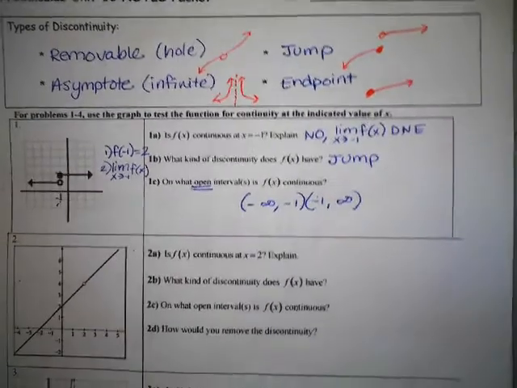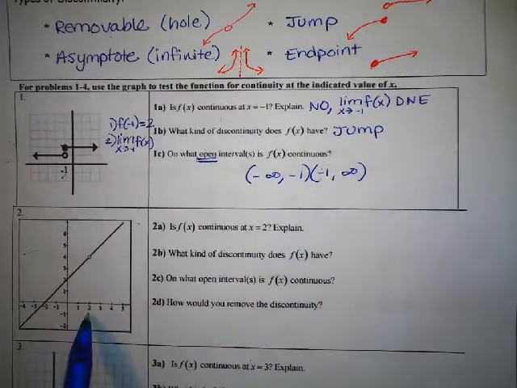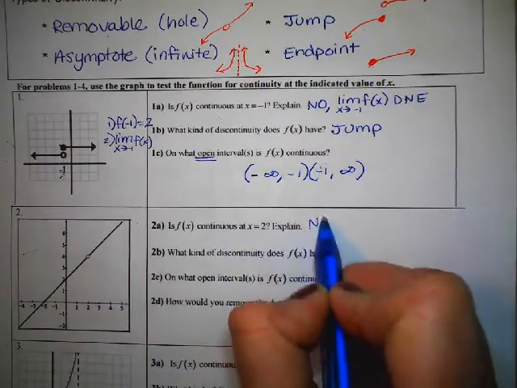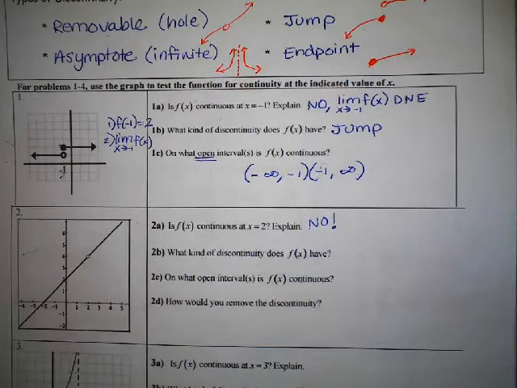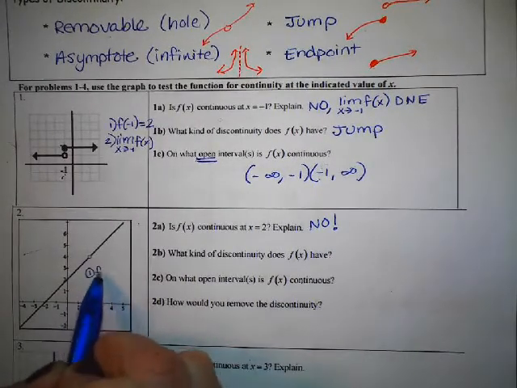All right, let's try number 2. We've got a new graph there. Is the function continuous at 2? If you look really carefully, there's a hole in the middle of my graph, so I'm going to say no. Explain. So I'm going to start explaining. I'm going to start with step 1, f of 2.